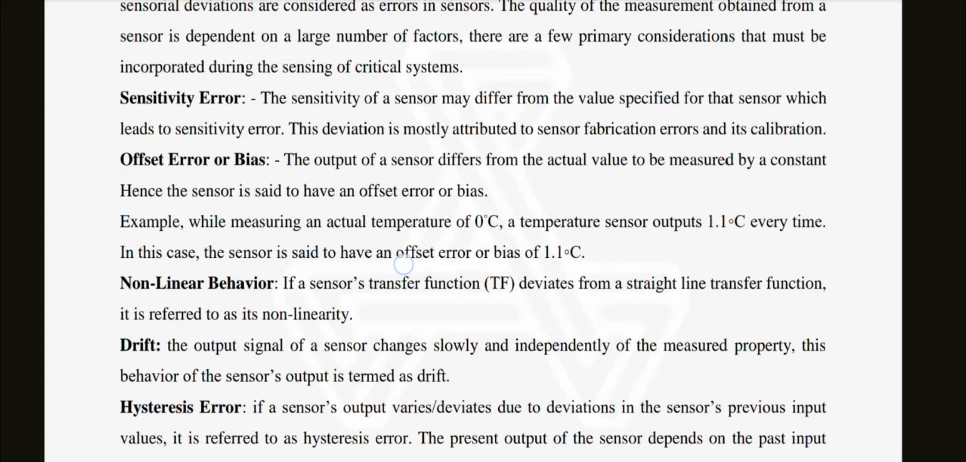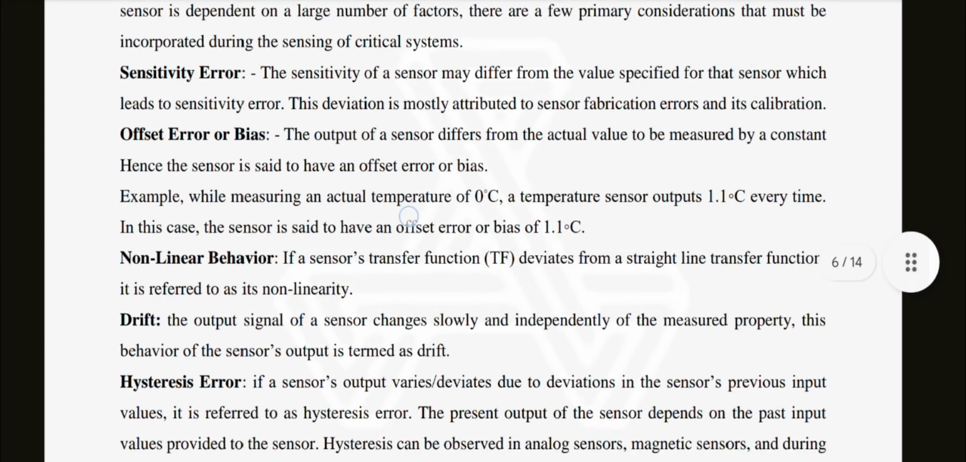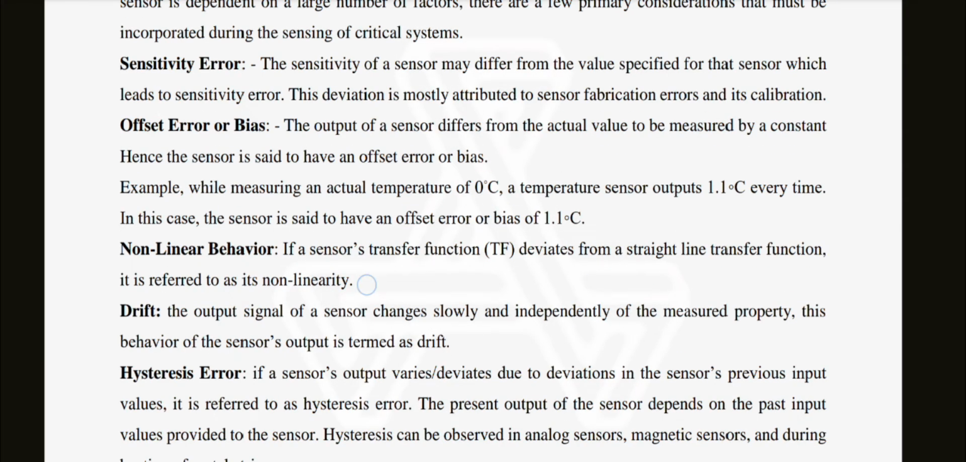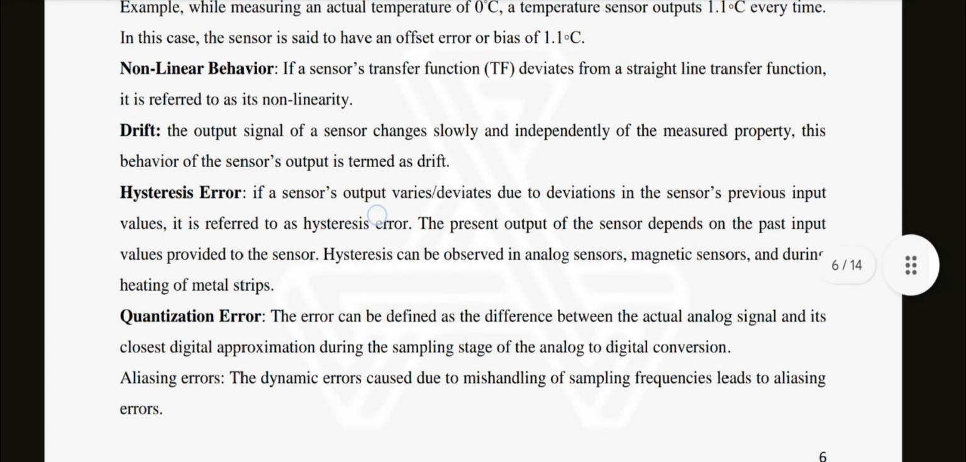The output of a sensor differs from the actual value to be measured by a constant, hence the sensor is said to have an offset error or bias. Example: while measuring an actual temperature of 0 degrees Celsius, a temperature sensor outputs 1.1 degrees Celsius every time. In this case, the sensor is said to have an offset error or bias of 1.1 degrees Celsius.